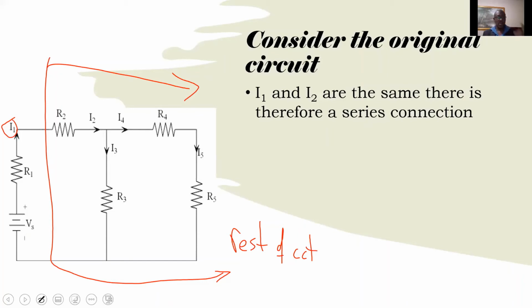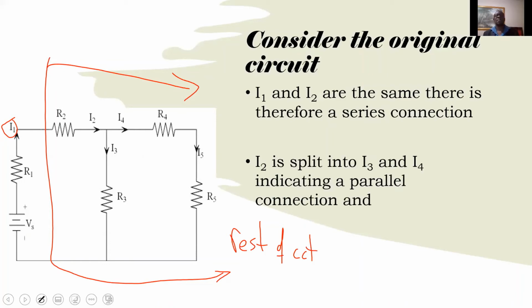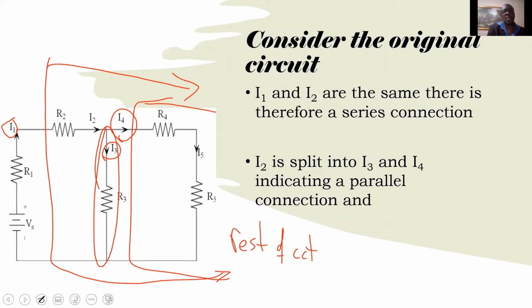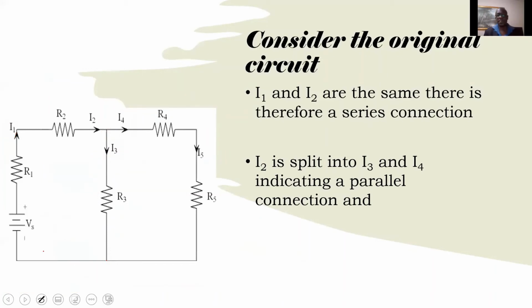Now what did we say? So we're going to start first by just writing RT. And before we get there, I2, as we see, splits into I3 and I4, which means that this branch will be in parallel with everything back here. Again, rest of circuit, which indicates that there's a parallel connection. All right, so let's get cracking with writing our equation.